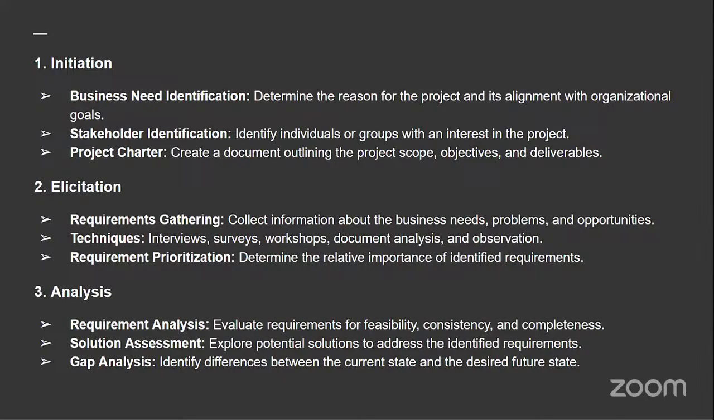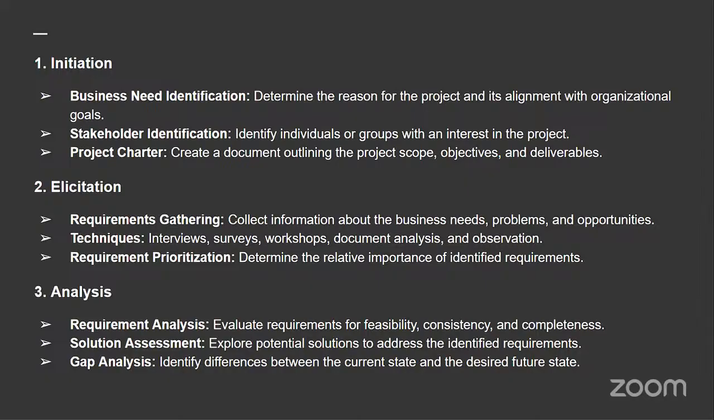And when you are saying project initiation, it should involve business need identification, stakeholder identification, and project charter. So stakeholder identification is identifying people who are important in the project, who have an interest in the project. And the project charter is all about a document that outlines the project scope, objectives, and deliverables in a particular project.